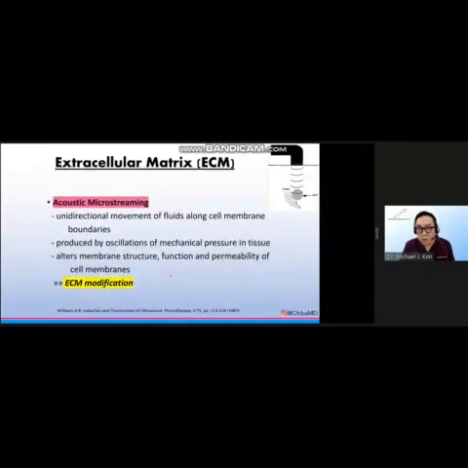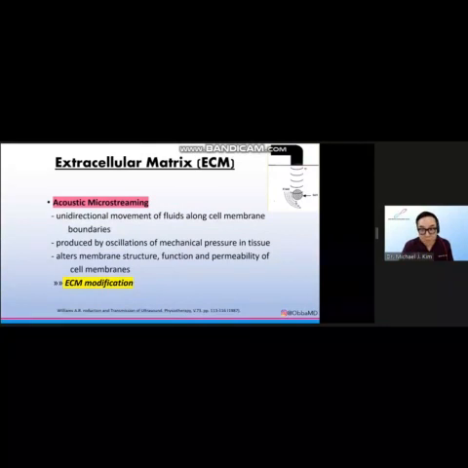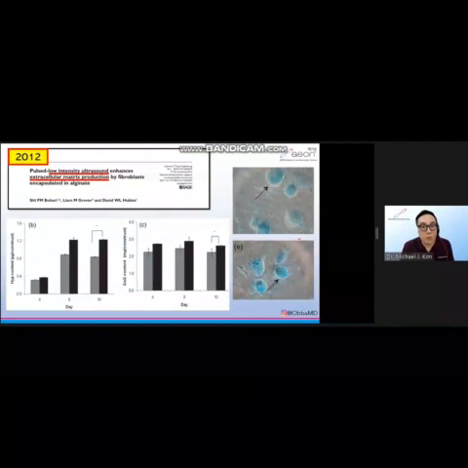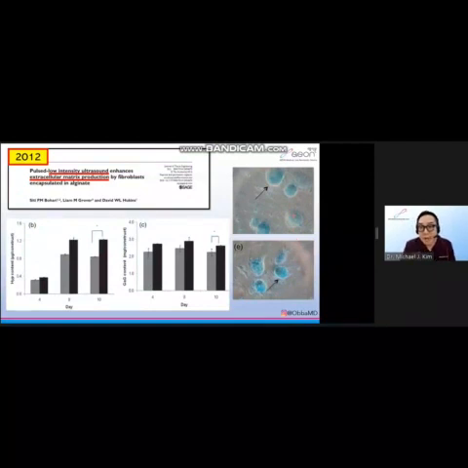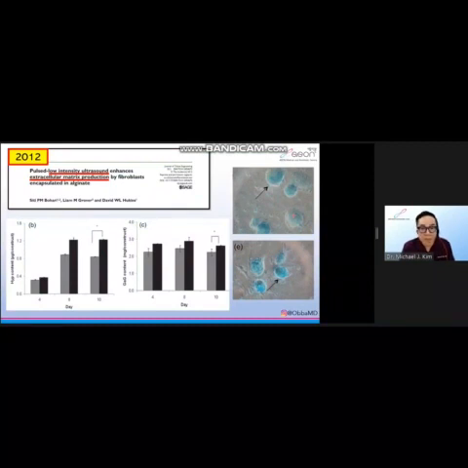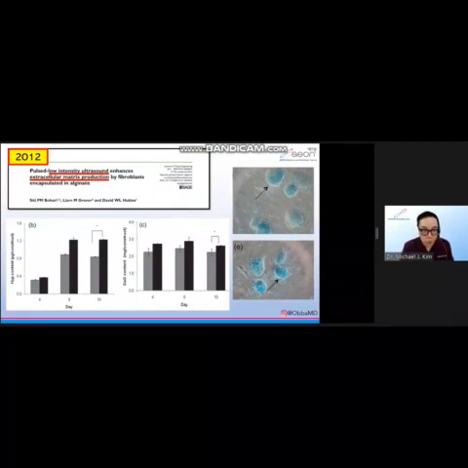Ultrasound can also create movement of fluids along cell membrane boundaries via oscillations of mechanical pressure in tissue. This is called acoustic microstreaming. And this can alter the membrane structure, function, and permeability of cell membranes and even the extracellular matrix. In this article from 2012, they showed that cells produce significantly more collagen and GAGs after ultrasound exposure. And the upper picture is the control, with the lower picture here showing more GAGs surrounding the cells exposed to ultrasound.